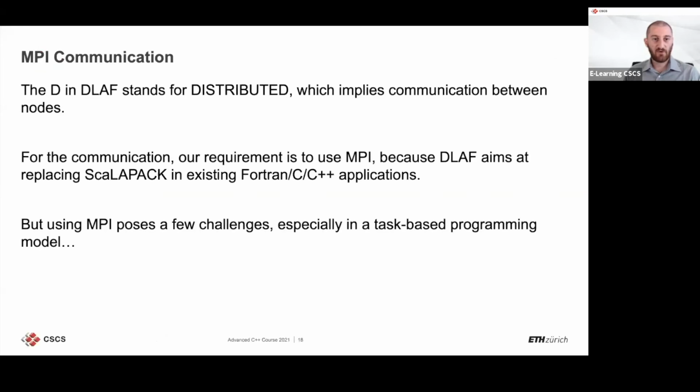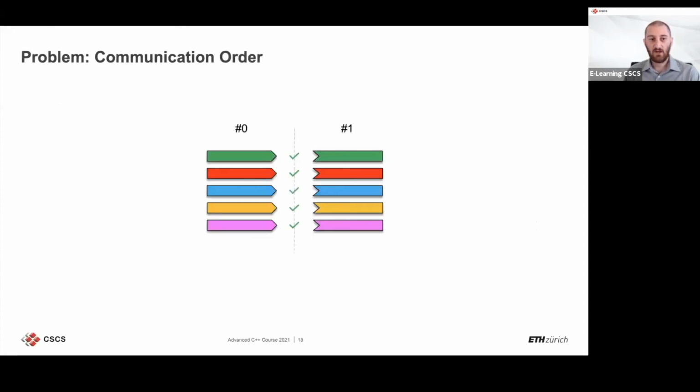Let's see it applied to DLA future. I will go very quickly, but I hope that you can follow me. DLA future: D stands for distributed, so it implies communication. And for us, communication means MPI. This is because we want to replace ScaLAPACK in existing Fortran, C, C++ applications, and MPI is the standard. But it poses a few challenges. The main challenge with communication is the communication order. Since tasks can be executed in whatever order the HPX runtime prefers, just respecting the dependencies, we may end up with out of order communication. So this implies that we send from one rank. For example, in this picture, the left one is rank 0.